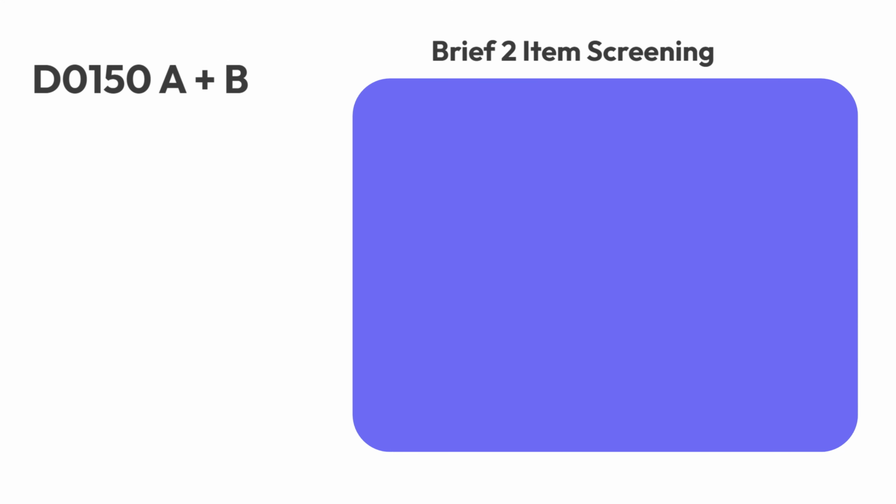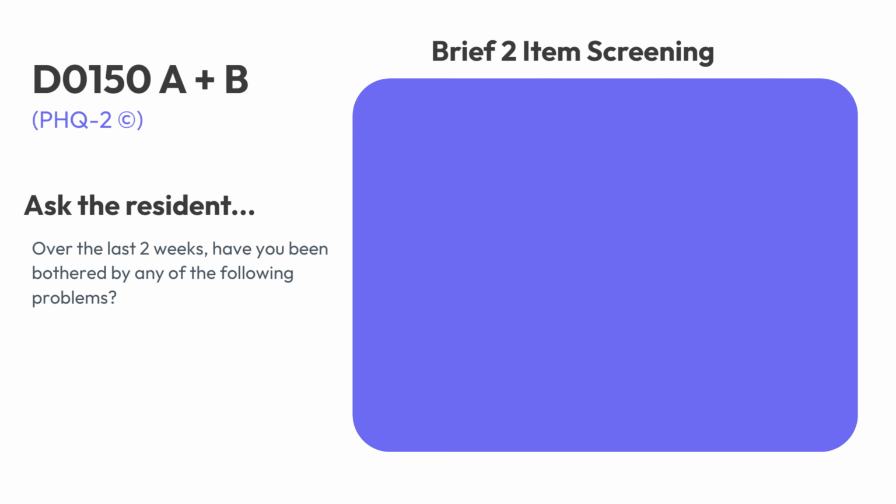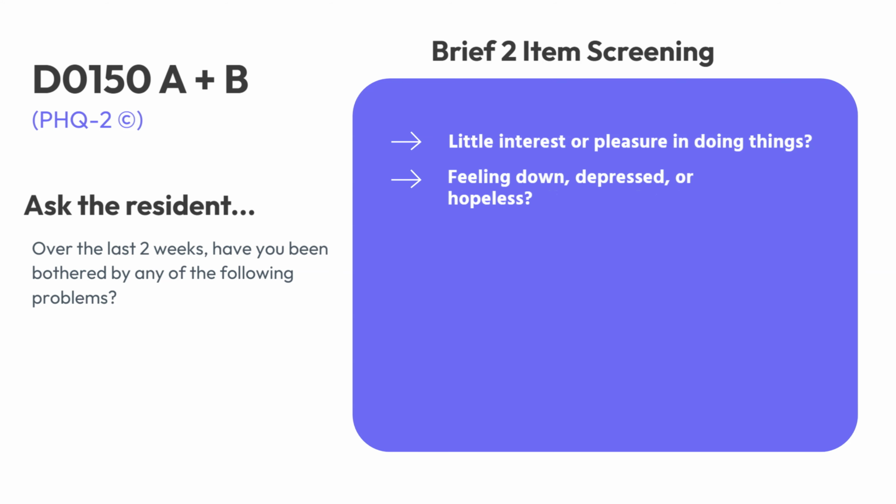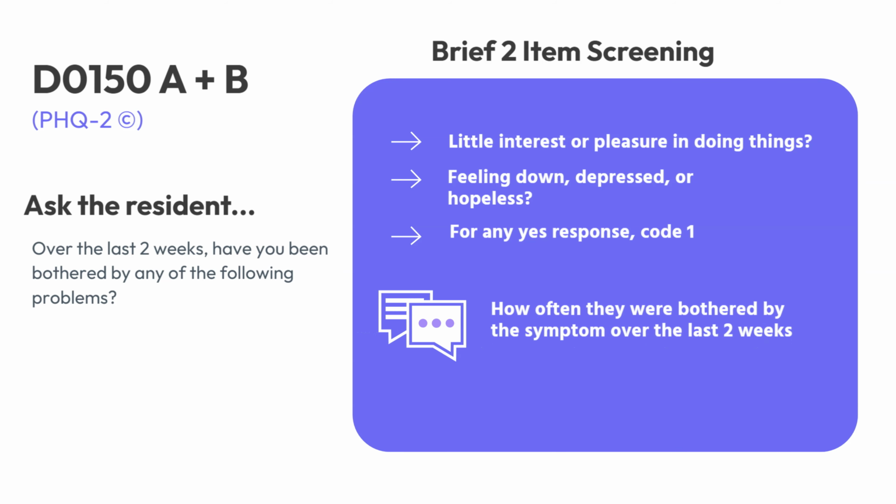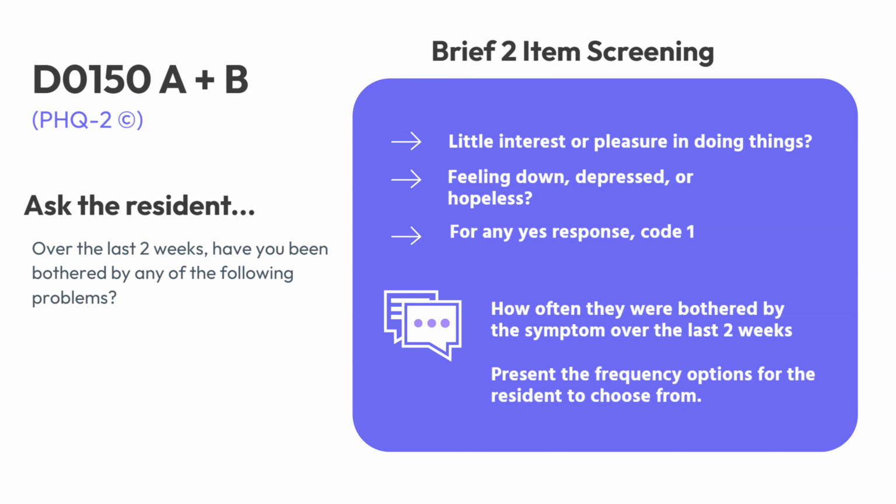Our mood interview, or PHQ, begins with a brief 2-item screening, D0150A and B, otherwise known as the PHQ-2. Here we will ask the resident, over the last 2 weeks, have you been bothered by any of the following problems? Little interest or pleasure in doing things. Feeling down, depressed, or hopeless? For any yes response, code 1. Then proceed to ask the resident to tell you how often they were bothered by the symptom over the last 2 weeks, and present the frequency options for the resident to choose from.